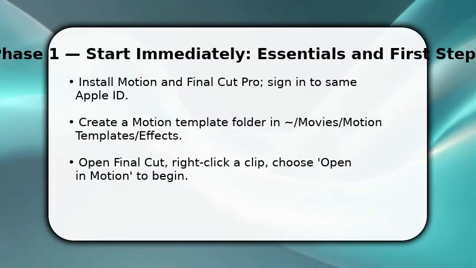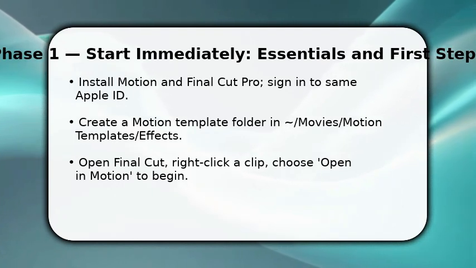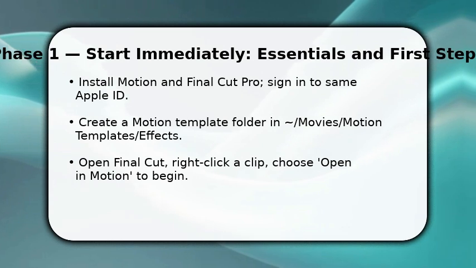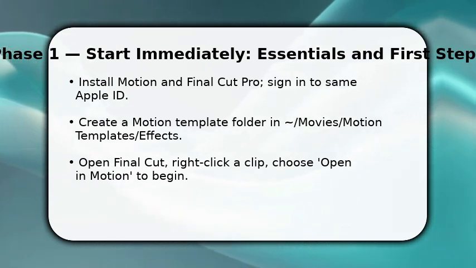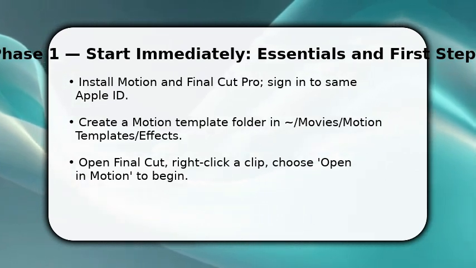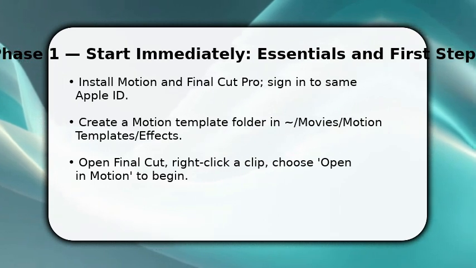You start by preparing both applications and linking a clip. This saves time later. Open Final Cut Pro and select a representative clip. Right-click and choose Open in Motion so you inherit timeline settings. In Motion, select the correct project preset to match frame rate and codec.